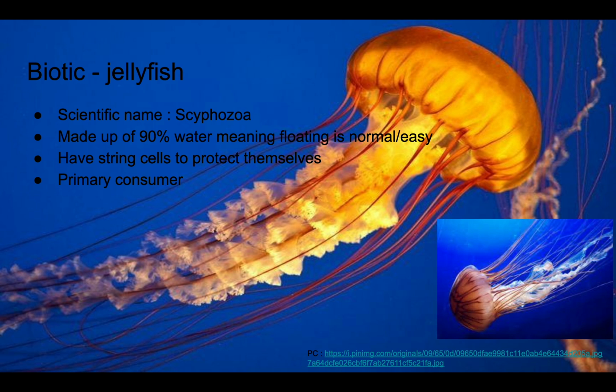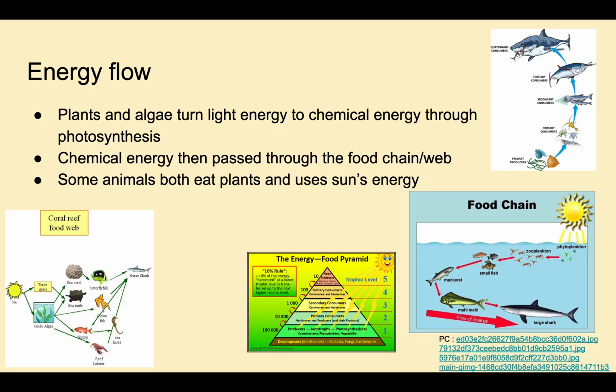Jellyfish. They are made up of 90% water, meaning floating is very easy and normal to them. They have stinging cells to protect themselves and are primary consumers.